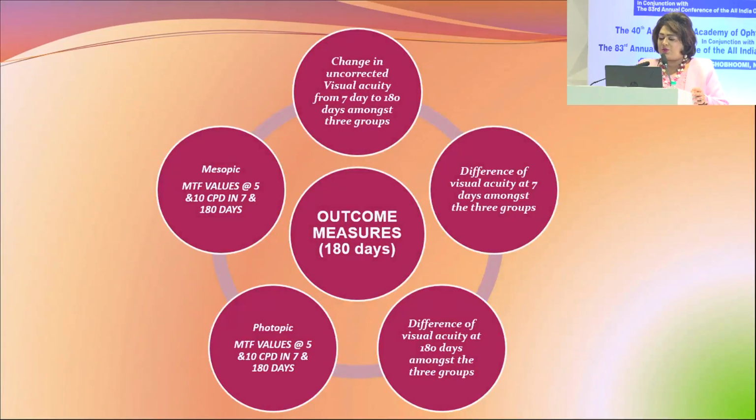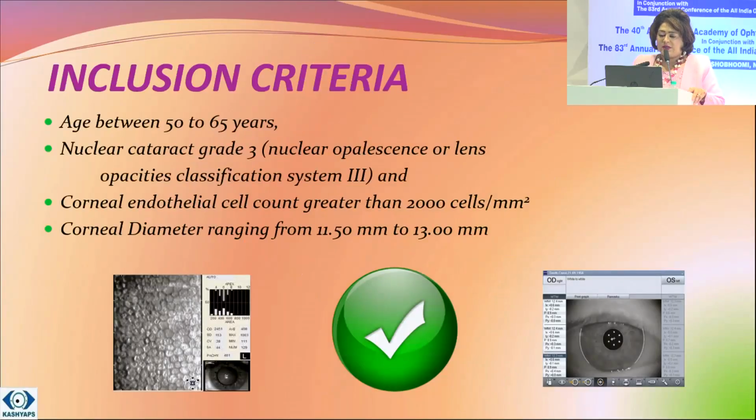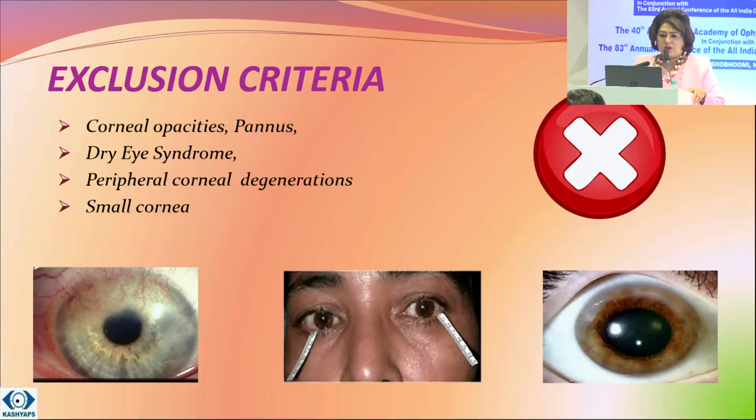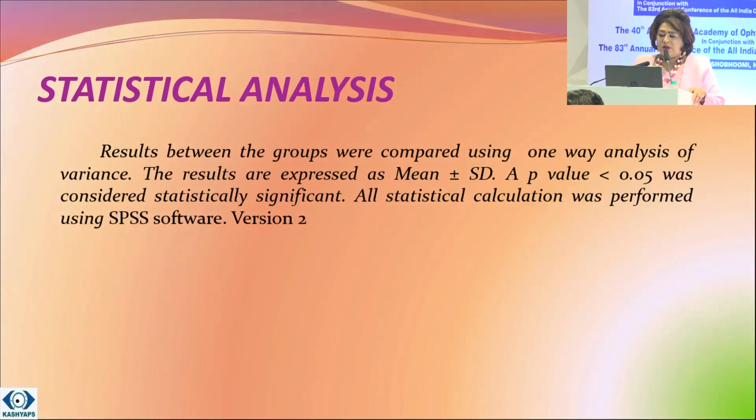So the outcome measures were at 180 days. The change in uncorrected visual acuity from 7 to 180 days amongst 3 groups. Then difference of visual acuity at 7 days amongst the 3 groups. Difference of visual acuity at 180 days amongst the 3 groups. Photopic and mesopic MTF values at 5 and 10 CPD in 7 and 180 days. These are the inclusion criteria. These are the exclusion criteria. Statistical analysis was by SPSS software version 2.